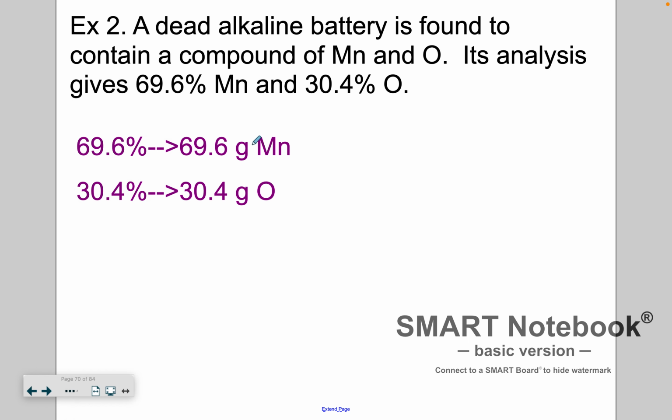Step 2, convert the grams of whatever element you are in to moles of that element. So when I set up my conversion, okay, I look at the molar mass of manganese. So I'm going to put my 1 mole on top. Molar mass of manganese is 54.94. And then I'm going to do the same thing for oxygen. 1 mole of oxygen is equivalent to its molar mass, which is 15.99.